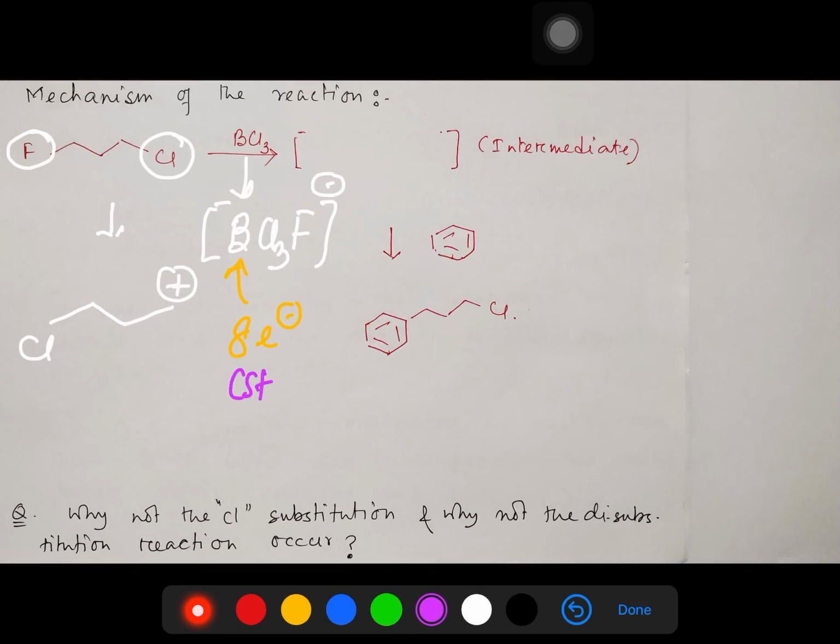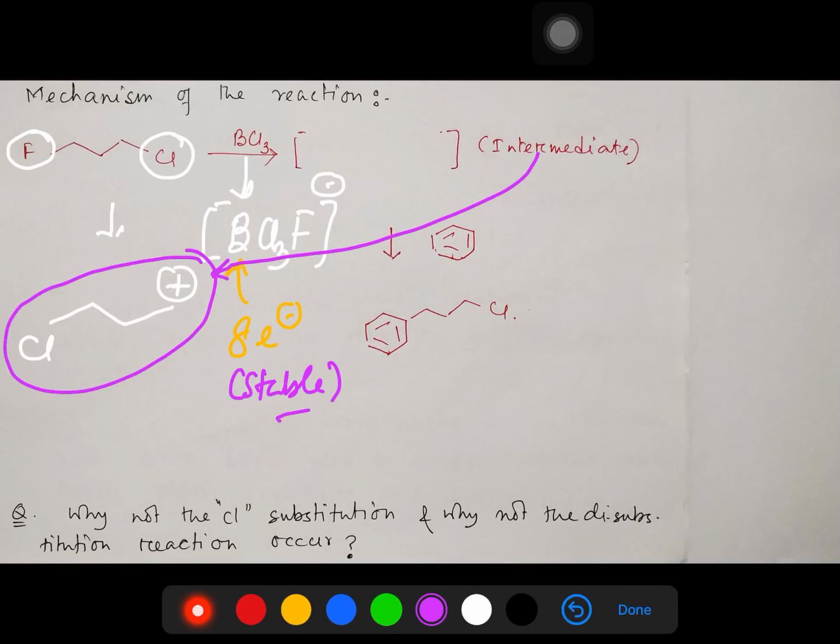Another thing is that a carbocation is produced, and this carbocation is the intermediate. It reacts with benzene. Benzene attacks through its pi cloud and produces an intermediate, or better to say a sigma complex, which looks like this.